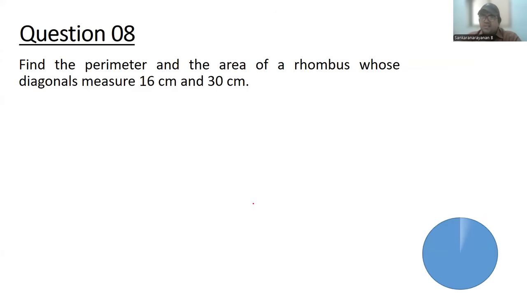Your time starts now. This is a very easy question. If you know one small concept related to rhombus, you can easily finish off this question in about 30 seconds time. Please attempt.